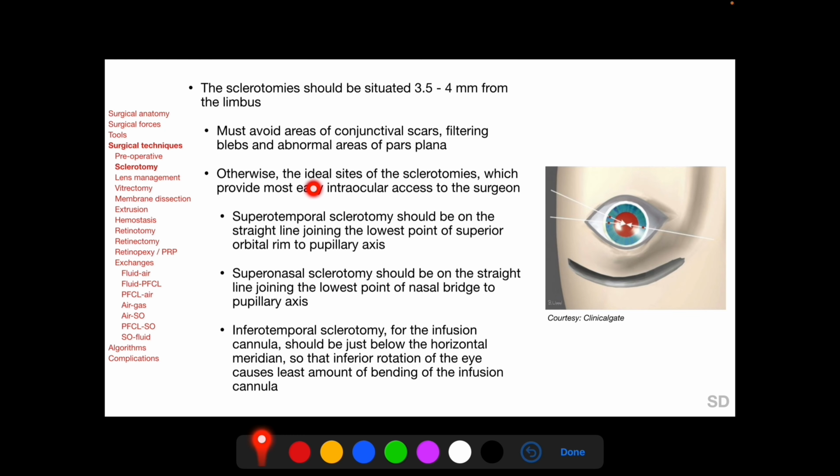Otherwise, the ideal sites of the sclerotomies, which provide most easy intraocular access to the surgeon, are a supratemporal sclerotomy, which should be on a straight line joining the lowest point of the superior orbital rim to the pupillary axis, a supranasal sclerotomy, which should be on a straight line joining the lowest point of the nasal bridge to the pupillary axis, and an inferotemporal sclerotomy, typically for the infusion cannula, which should be just below the horizontal meridian, so that inferior rotation of the eye causes least amount of bending of the infusion cannula.